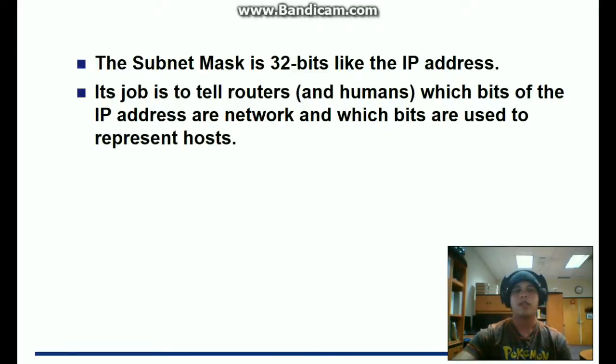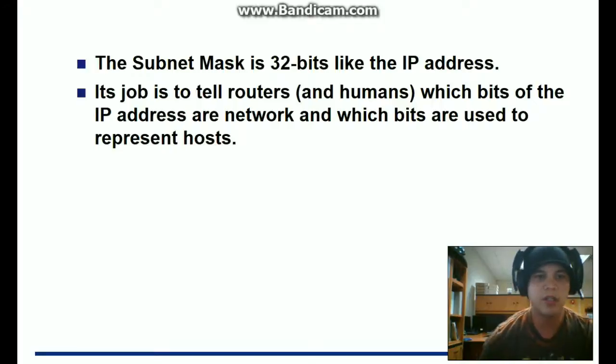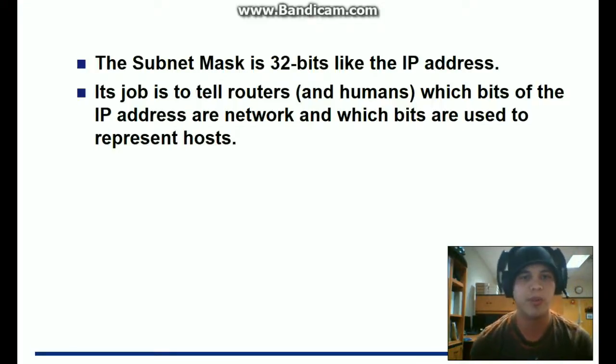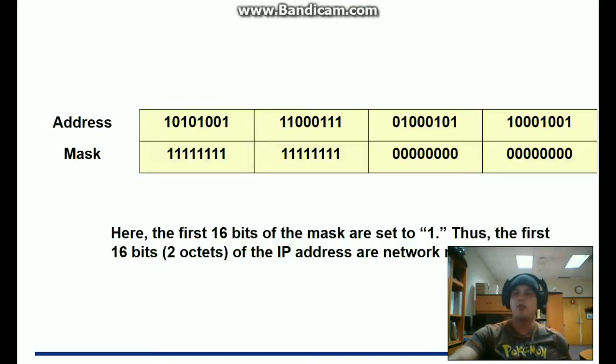So, like I said, subnet mask is also another 32-bit value, and its job is to tell the routers and humans which bits of the IP address are network and which bits are used for hosts. All right. So based on this, we could clearly see which of these bits are used for the network. Remember, go back to what I said. All ones in the subnet mask means that the corresponding bit is going to be used as the network.